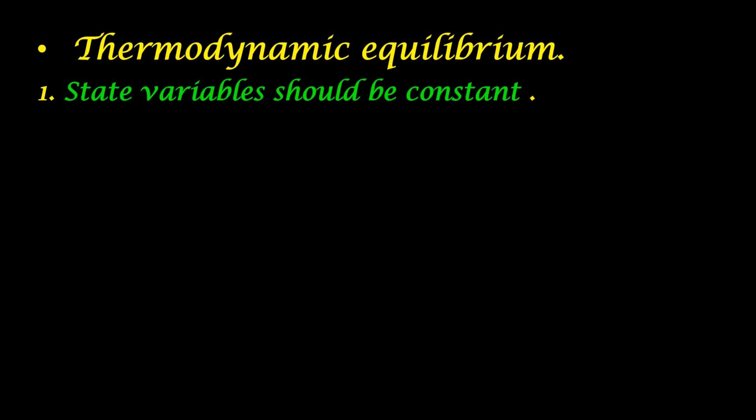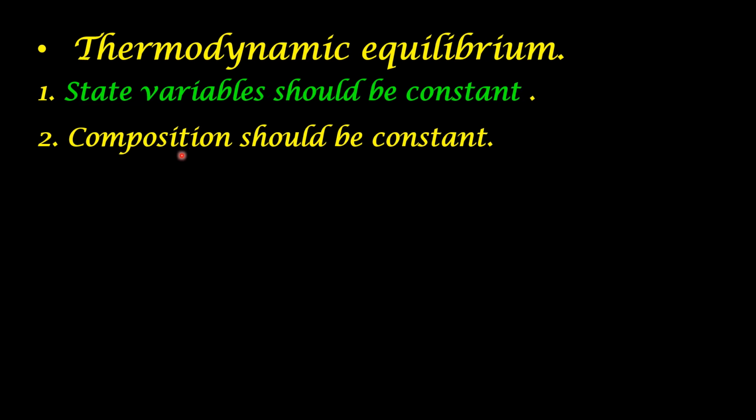Let us take up the first topic, thermodynamic equilibrium. When do we say that a thermodynamic system is in thermodynamic equilibrium? It has to satisfy a few points. First thing is, the state variables should be constant. That is, the state variables which depend upon only the initial and final state of the thermodynamic system, like pressure, volume, temperature, etc., should remain steady. They should not change. That is the first condition.